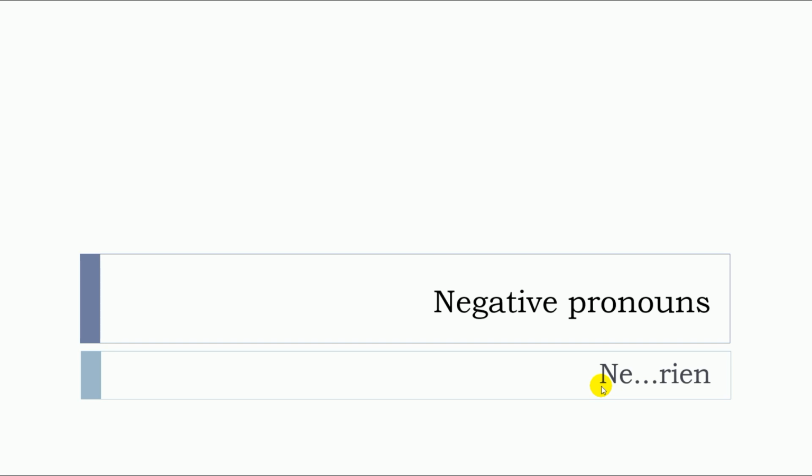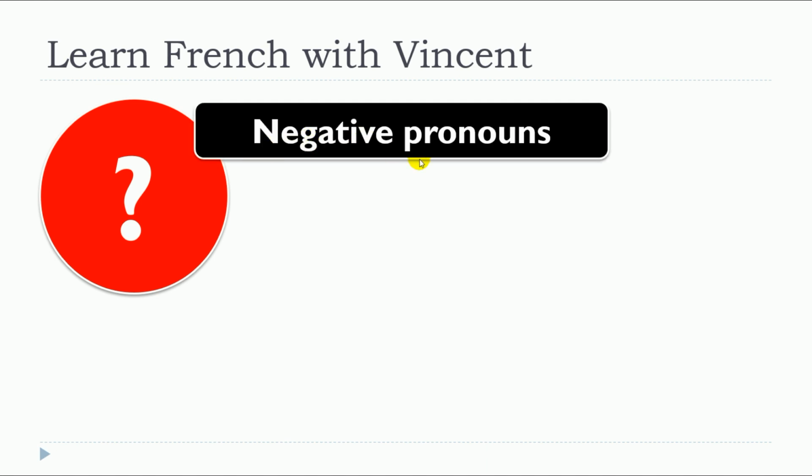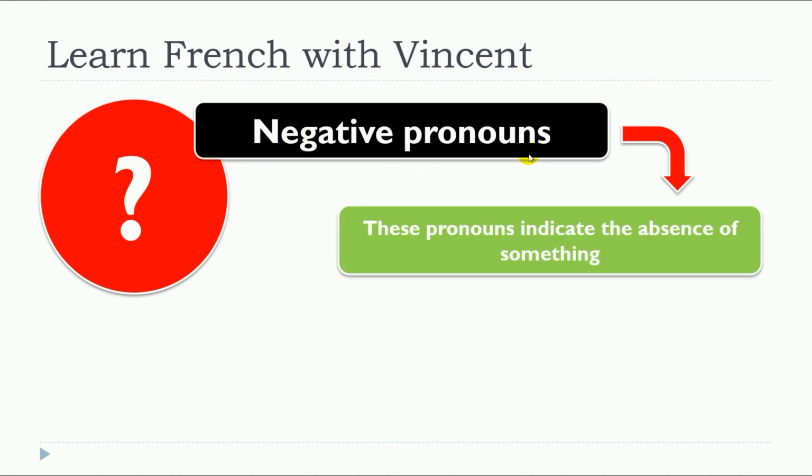In this lesson, we will see together the negative pronouns, but more precisely, we will see ne, rien. So the first thing that we need to define is the negative pronouns. So these pronouns indicate the absence of something.